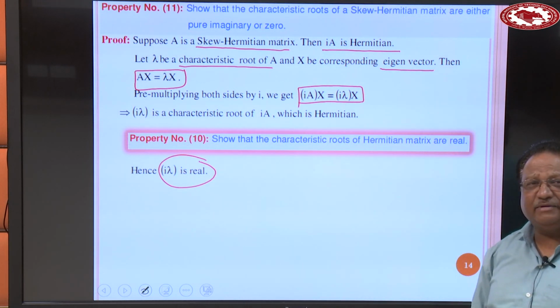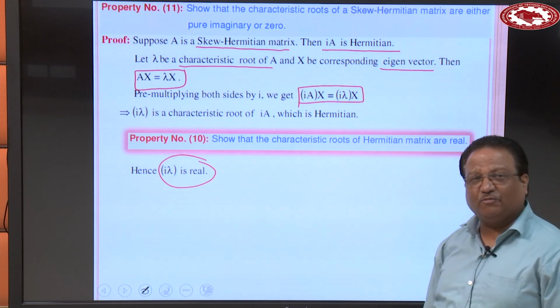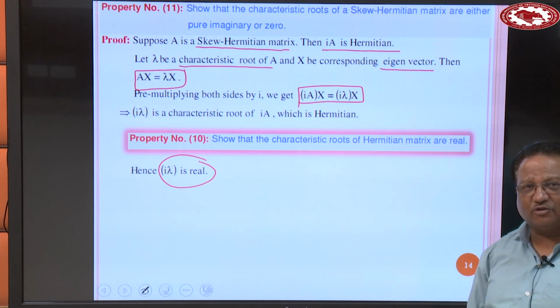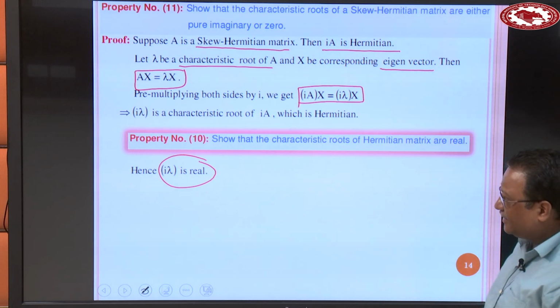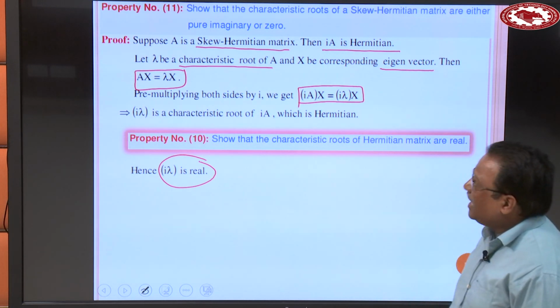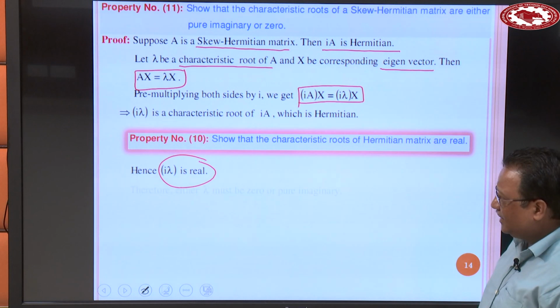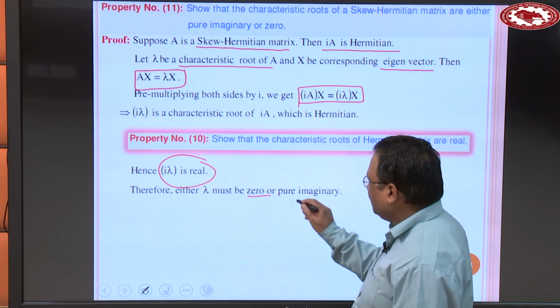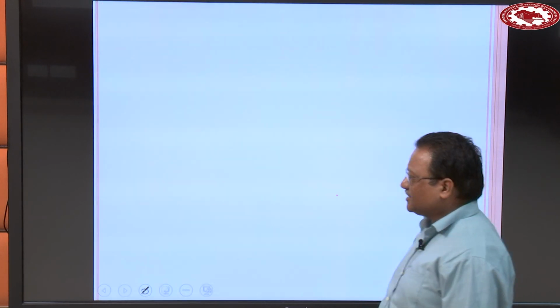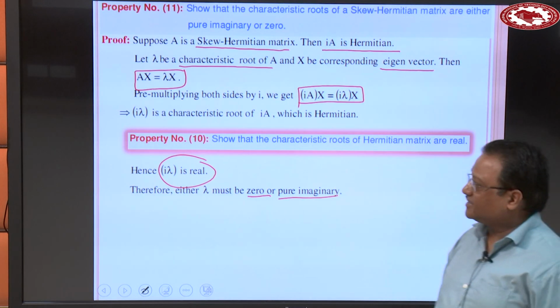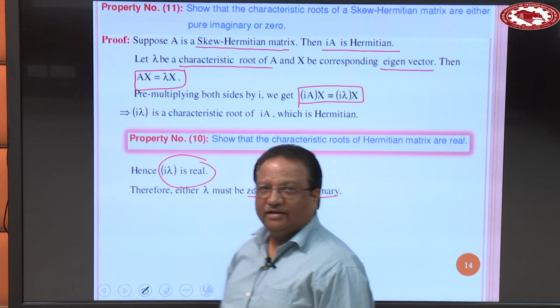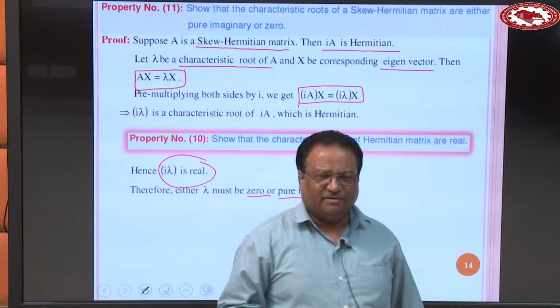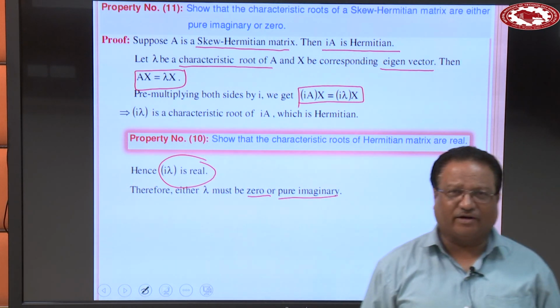Eta lambda is real when? Either lambda is pure imaginary, so that eta times eta becomes eta squared, or lambda becomes 0. Okay, so either lambda must be 0 or pure imaginary. This completes the proof. Okay. So all these properties are very, very important, right?